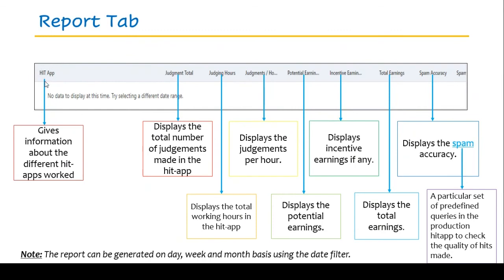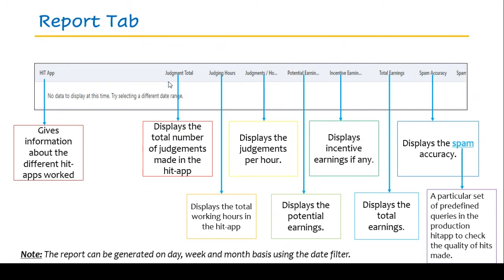This one gives you information about different hit tabs that you can work on. So this one will display the hit tab name. We have seen that every hit tab has a different name, or every task has a different name. So this section or this tab will show you the different task names that you have worked on.